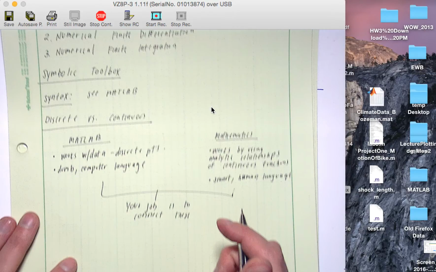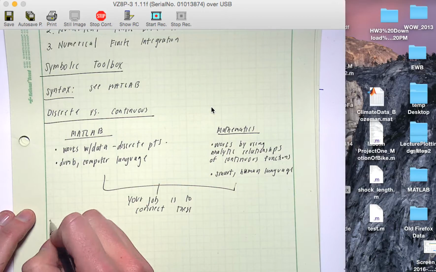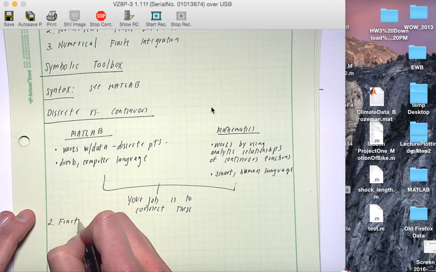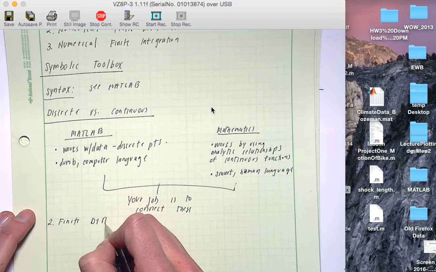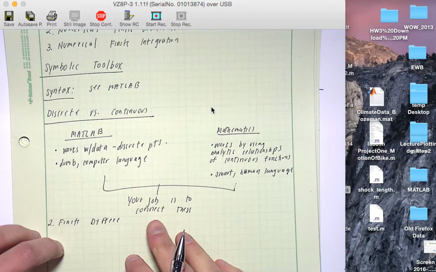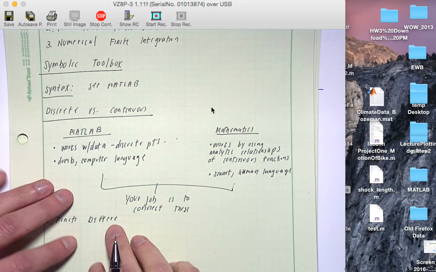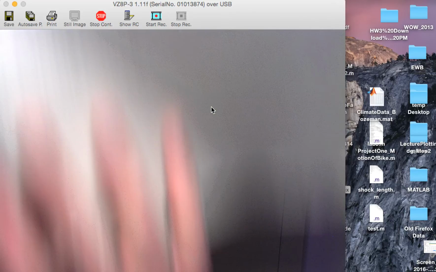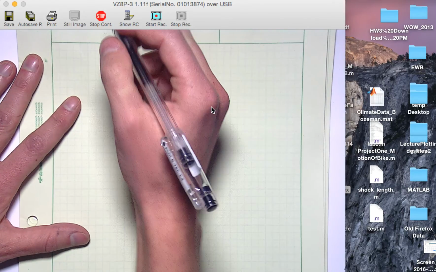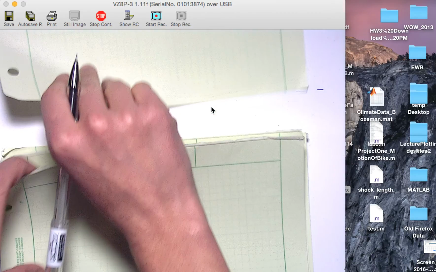Okay, so we're going to start with the derivatives. Actually, I'm going to start a new page because I'm going to make a little table for you guys.